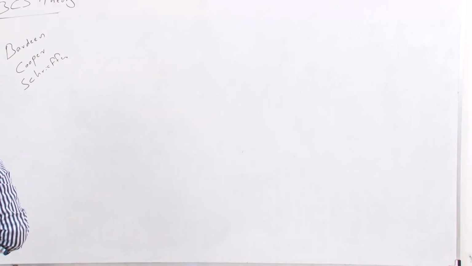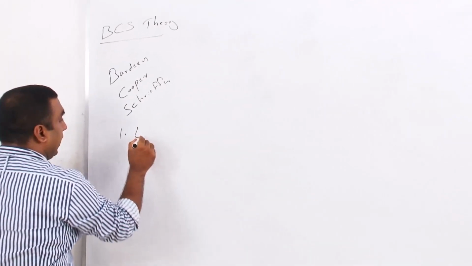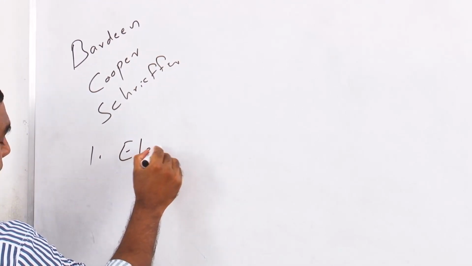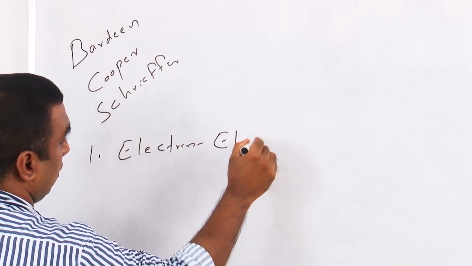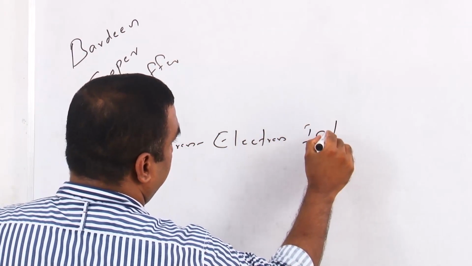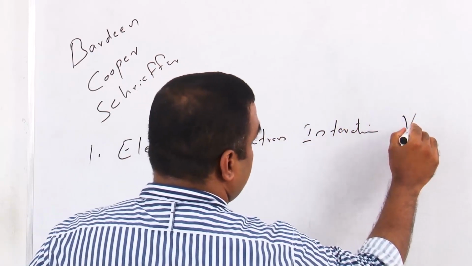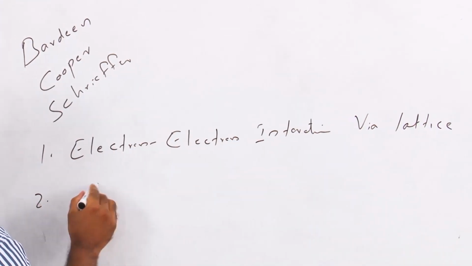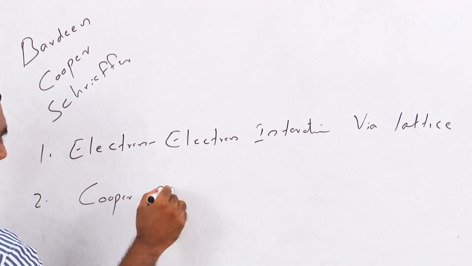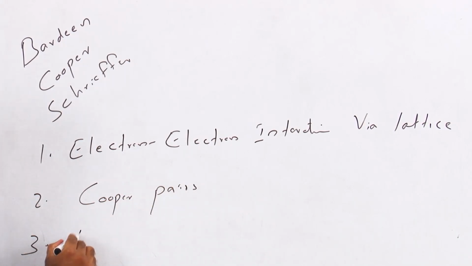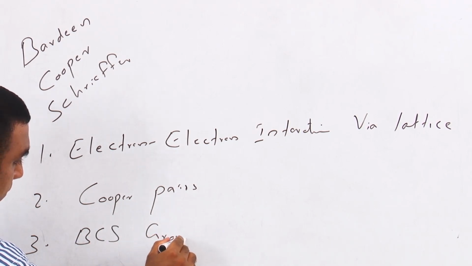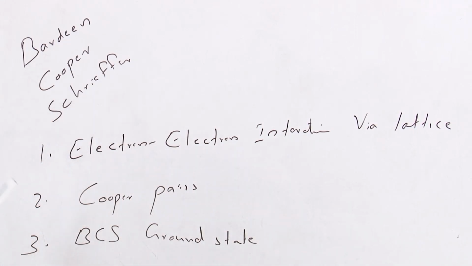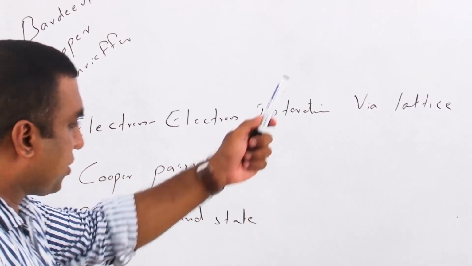The main aspects of BCS theory are: one, electron interaction via lattice; two, Cooper pairs; three, BCS ground state. Here we can look at all these aspects one by one. First, the electron interaction via lattice.